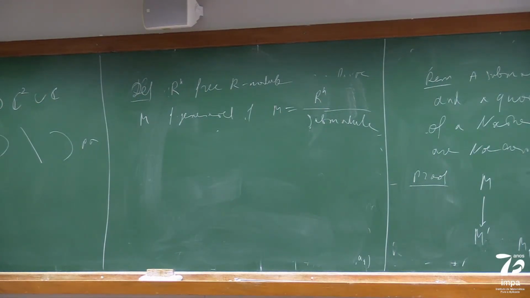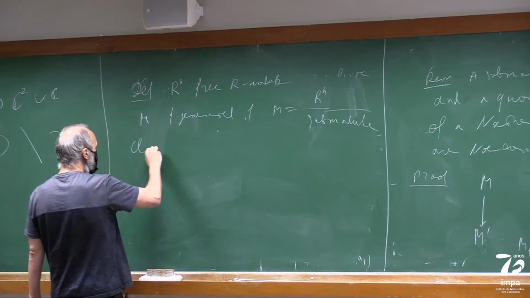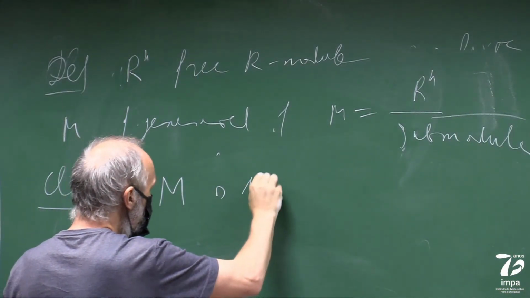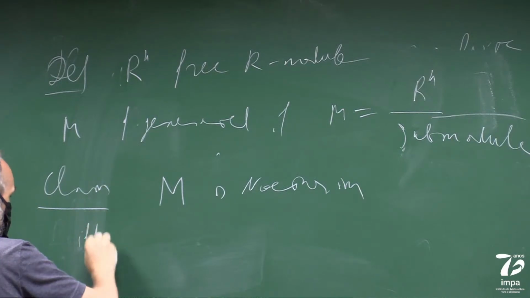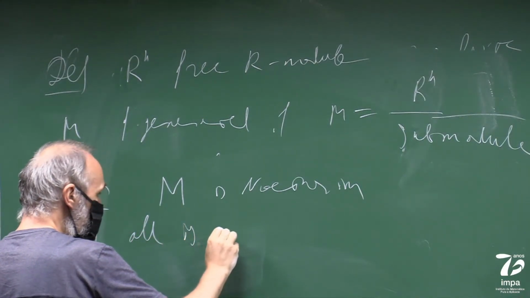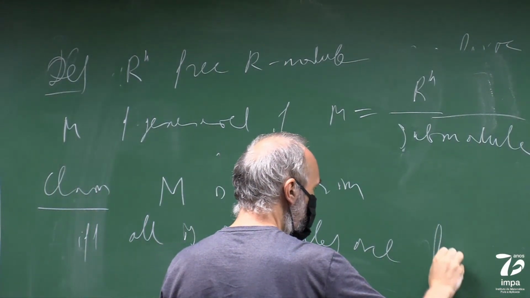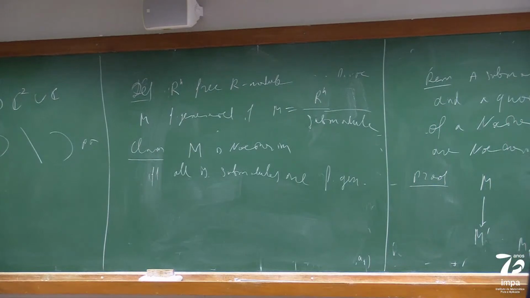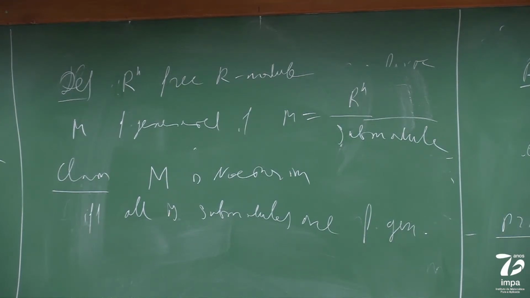Now, a statement which is very similar to what we already had is that M is Noetherian. So our module M is Noetherian if and only if all its submodules are finitely generated. We already had this for ideals, and the proof is literally the same. So you have it already. I leave it as an exercise.